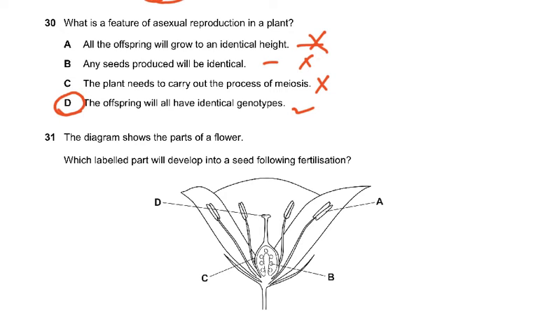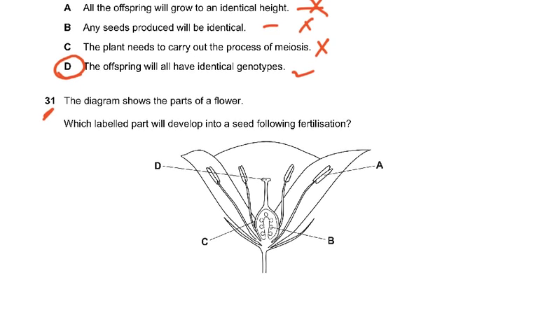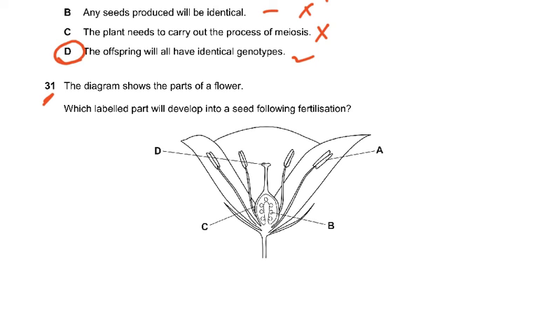Then question number 31. The diagram shows the parts of a flower. Which labeled part will develop into a seed following fertilization? Now you know it's the stigma, style, and the ovary. So D is the stigma, A is the anthers, which is the male part. B is the ovule, and C is the ovary. Now the ovules become the seeds. So question number 31, B is the answer.